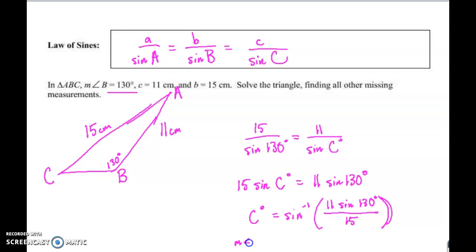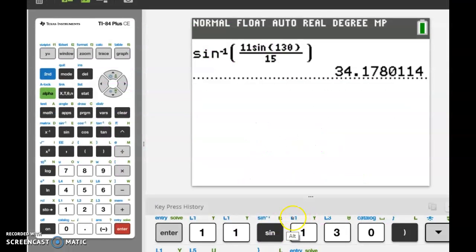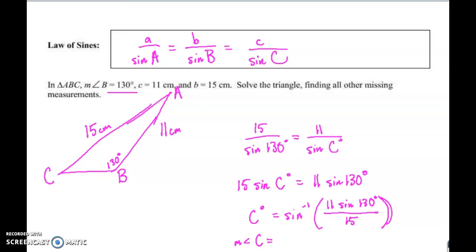Measure of angle C is equal to, I already forgot what it was, 34. Man, why am I going to start writing 1.